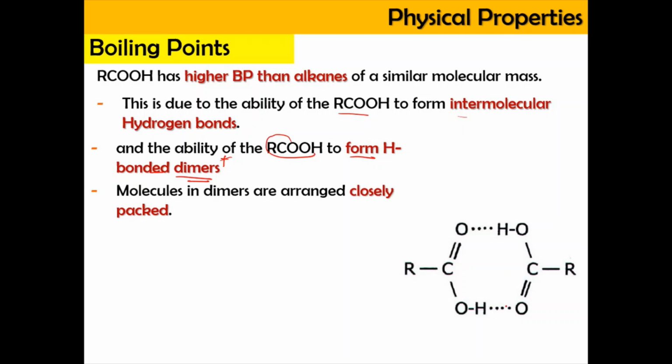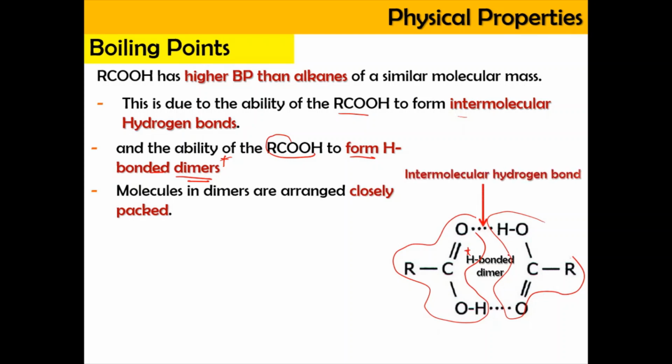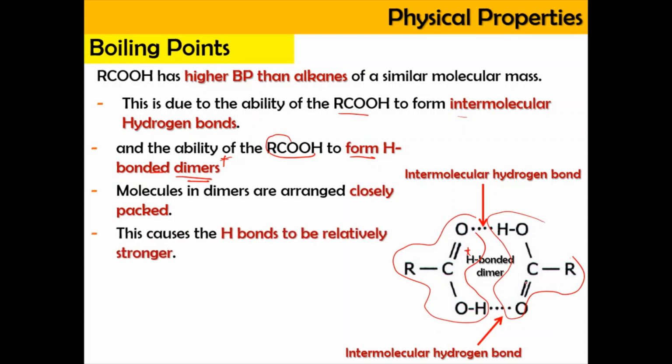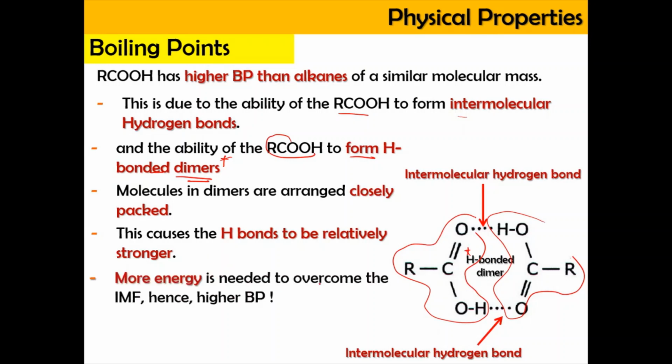So the structure of dimer is as shown here, where there are two carboxylic acid that arrange closely enough together, and they're gonna make a hydrogen bonded dimer. So it almost looks like a cyclic structure when the carboxylic acid molecules are close enough together. And then they're gonna have their intermolecular hydrogen bond above and below in order to connect the two structures together. Okay, and this causes the hydrogen bond in the carboxylic acid dimer to be relatively stronger. Hence, more energy is needed to overcome the intermolecular forces, hence causes the carboxylic acid to have higher boiling point.